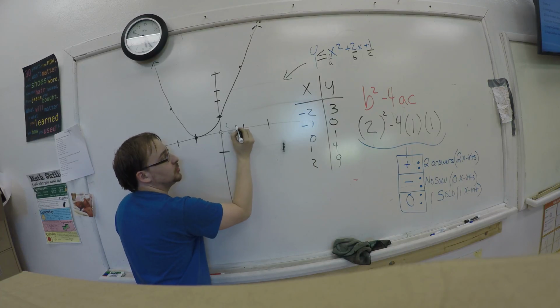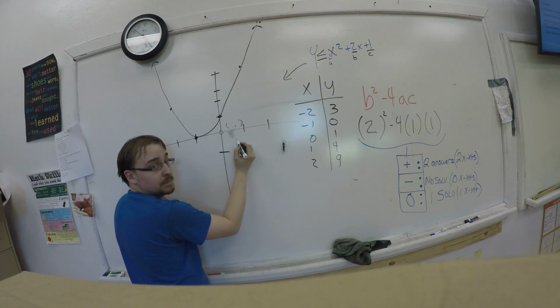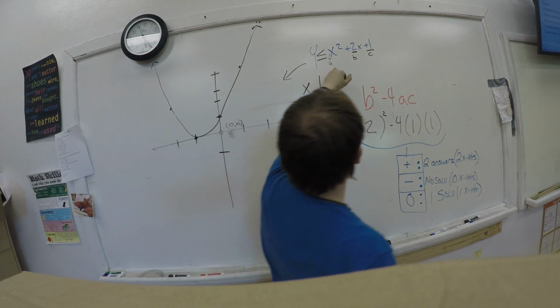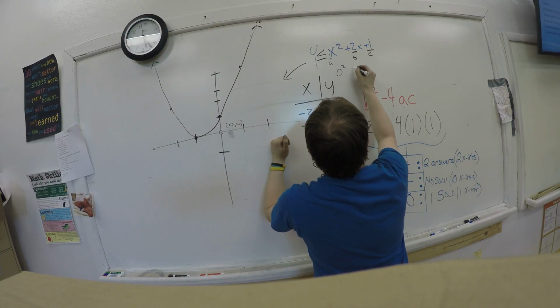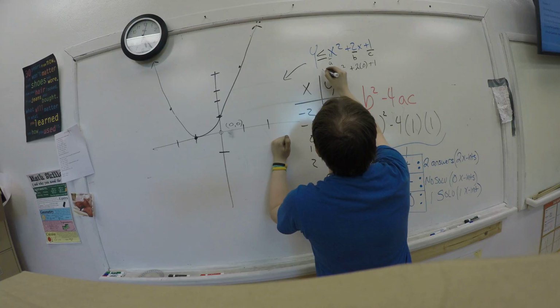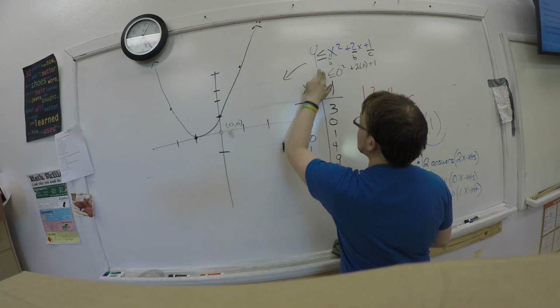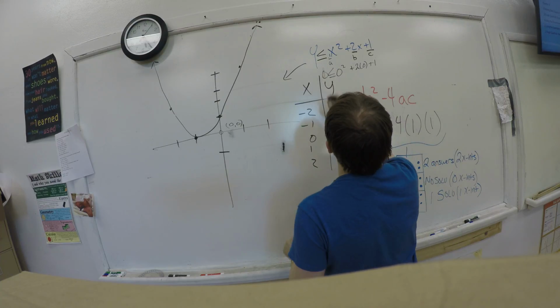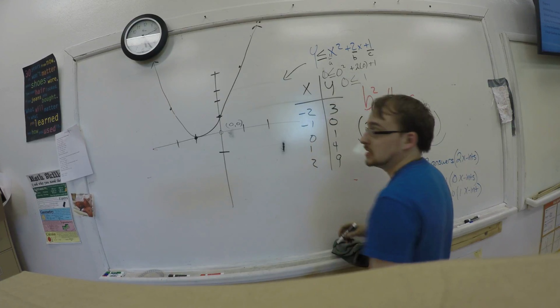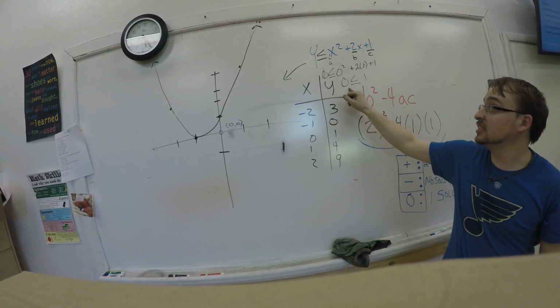What is the coordinate of this point? 0, 0. Let's try it. For x, 0, right? So we get 0 squared plus 2 times 0 plus 1 is greater than or equal to 0, because 0 is our y value. Is this true? 0 is greater than or equal to 0 plus 0 plus 1. No.